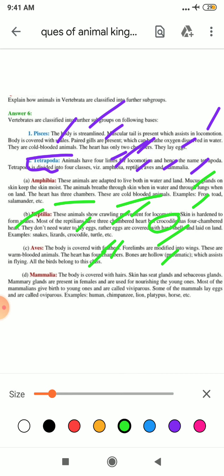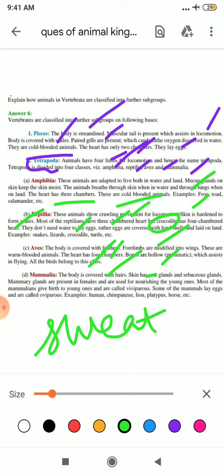Last, students, mammalia. The body is covered with hair, we all know, and the skin has sweat glands and sebaceous glands, clear. And mammary glands are present in females, through which they feed their young ones and nourish them. Most mammals give birth to young ones and are known as viviparous, whereas some mammals also lay eggs, they are known as oviparous. Examples of mammalia are human, chimpanzee, lion, platypus, horse.